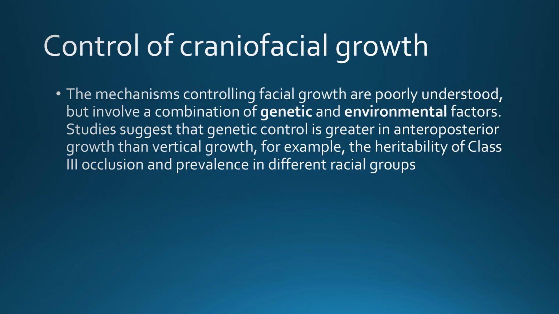Another thing is the prevalence of class 3 in certain ethnic races. We see, for example, class 3 in the Far East much more than in the Middle East, and this also tells us that it runs in genes.